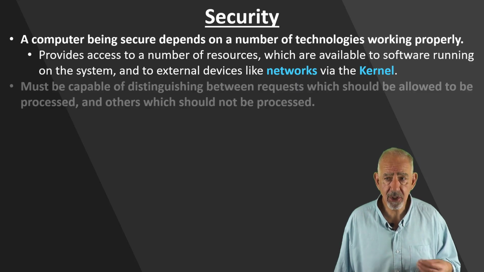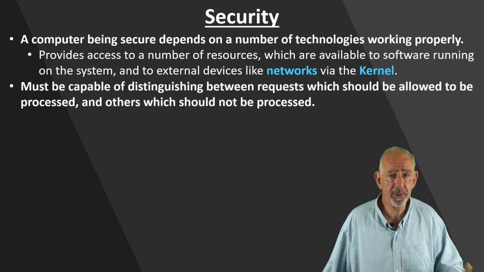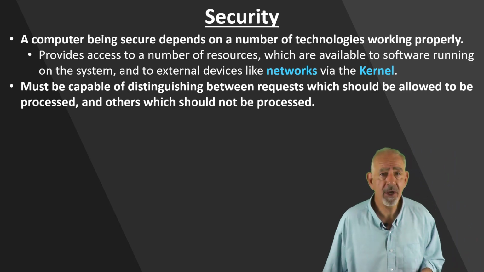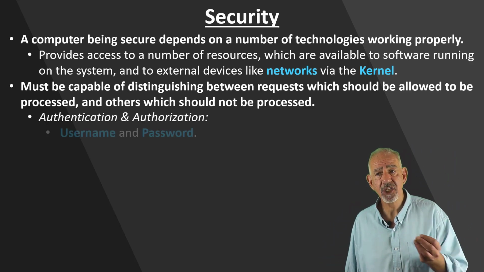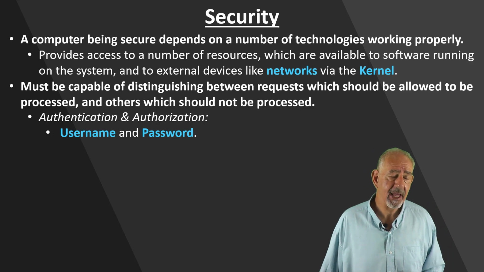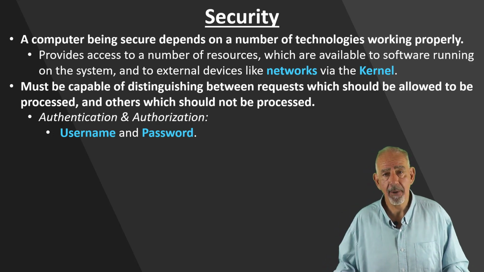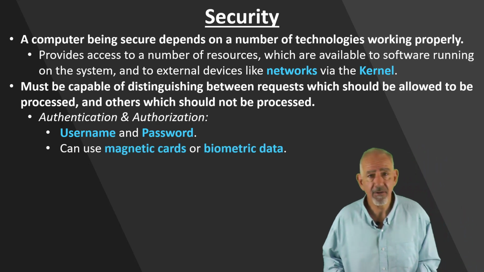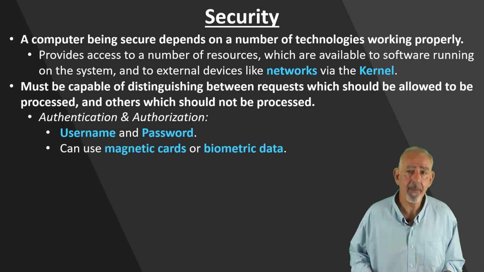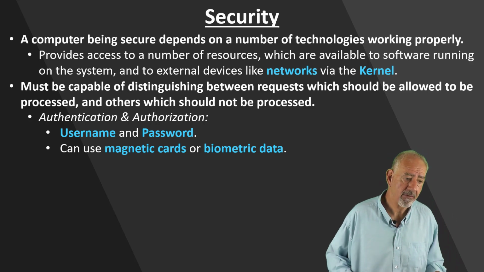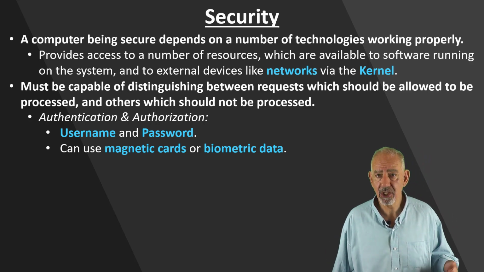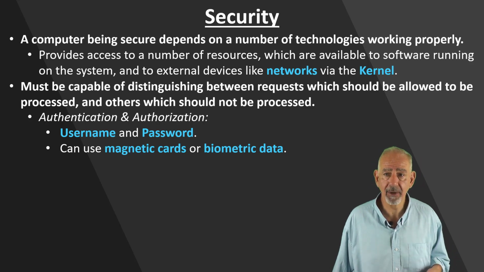So we must be able to distinguish between requests which should be allowed to be processed and others which should not be allowed. And we generally use things like authentication and authorization. And that, as you've probably seen, is username and password. Although, these days, I think we're going to begin to see the end of passwords and look more like biometric data instead. Already on phones, you can do fingerprint recognition, and I can imagine that becoming more and more common as time goes on.